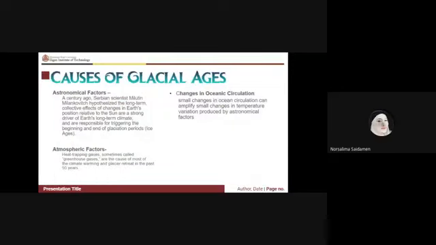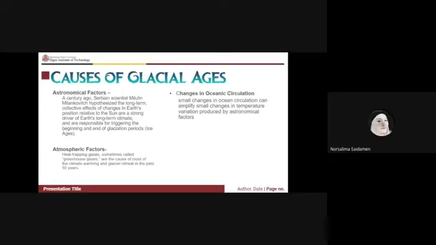So we have here the causes of glacial ages, the astronomical factor. A century ago, Serbian scientist Milutin Milankovic hypothesized that the long-term collective effect of changes in Earth's position relative to the sun is a strong driver of Earth's long-term climate and is responsible for triggering the beginning and end of glaciation periods or the ice age. In the atmospheric factors, the heat-trapping gases, sometimes called greenhouse gases, are the cause of most of the climate warming and glacial retreat in the past 50 years.